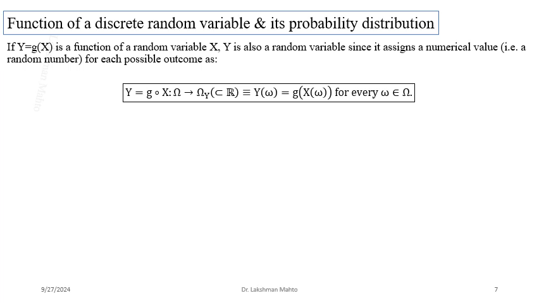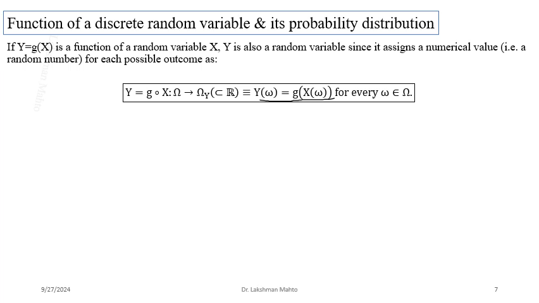Again, Y is defined as a composition function. Y is g of X, X is also a function, g is also a function. So when you write g of X, it is a composition function. Y is a composition of g and X, and it acts upon the elements of the sample space in this way. Is it clear to everyone? So the everyness principle is already satisfied here for every omega.